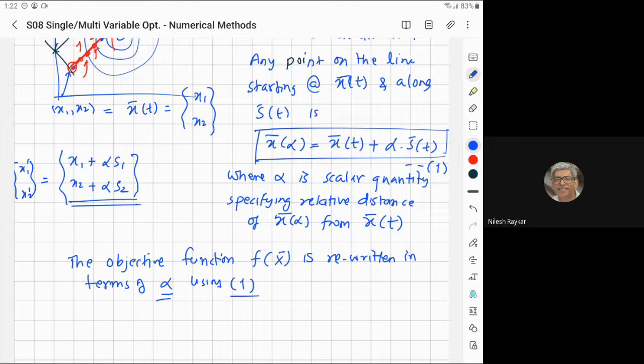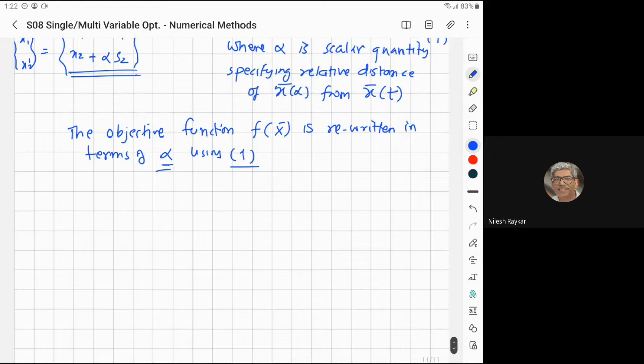So let's take a numerical problem which will very well explain these things. Any questions at this point? I think we'll take a numerical problem where you may have more specific questions.